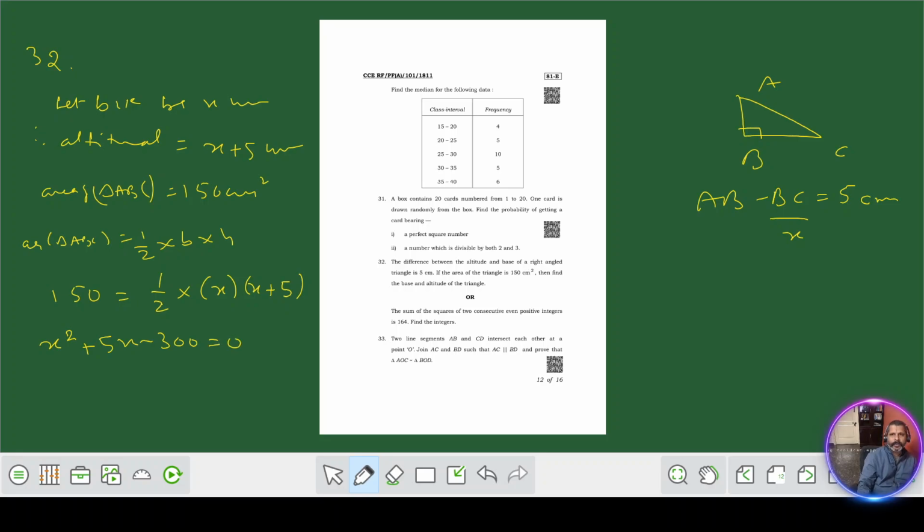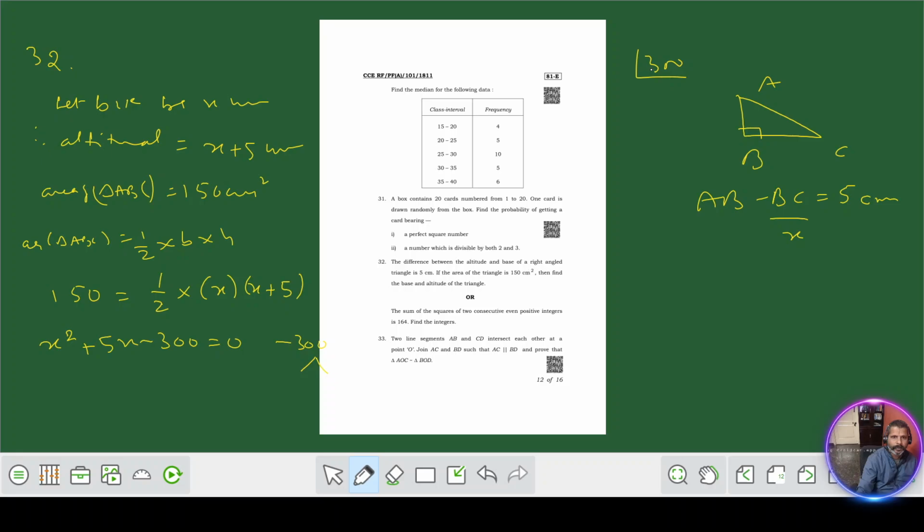It's a quadratic equation. Solve it by the first into third method. First into third gives 1 into minus 300. We get minus 300. Find factors of 300 such that the addition should be plus 5 and the product should be minus 300. If you don't know, you have to find by factorization. You calculate the factors of 300 here first.